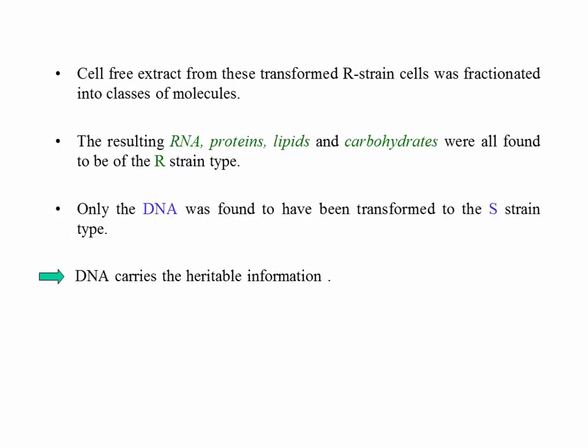Now, to find out which traits really got passed on, the cell-free extract from these transformed R strain cells was fractionated into classes of molecules. The resulting RNA, proteins, lipids, and carbohydrates were all found to be of the R strain type. Nothing had changed; they were still of the original type. The only thing that had changed was the DNA. The DNA was found to have been transformed to the S strain type, so now you have the DNA of the bad guys. So the immediate conclusion is that the DNA is the molecule that carries the heritable information. It's not the protein.